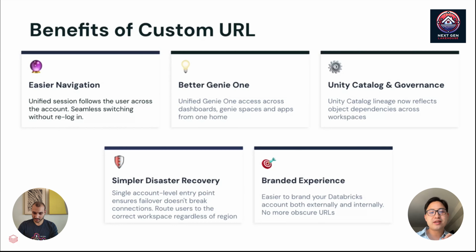The next one is a simpler disaster recovery. This is something that we'll share a bit more in the next coming months. But essentially, custom URLs makes disaster recovery actually much simpler on Databricks. And what this means is that there's a single account level entry point, and that ensures the failovers don't break any connections. So we are able to route users to the correct workspace, regardless of region, right? With the single URL.